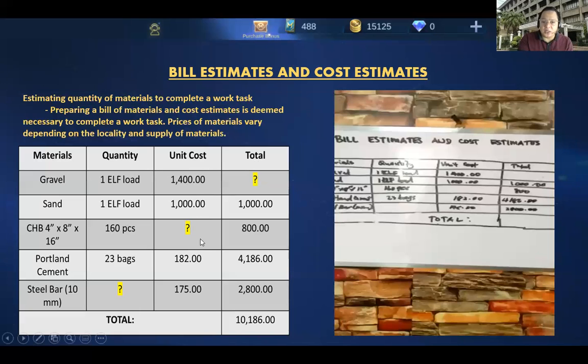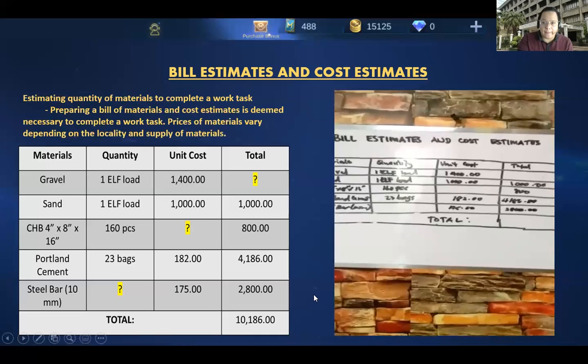If the unit cost is not available, all you have to do is divide total by quantity. While if the quantity is not available, all you have to do is divide the total by the unit cost. So to understand it better, let's watch this video.